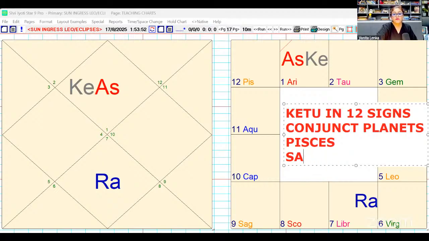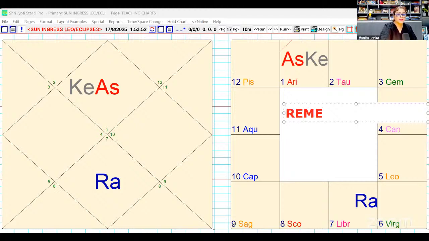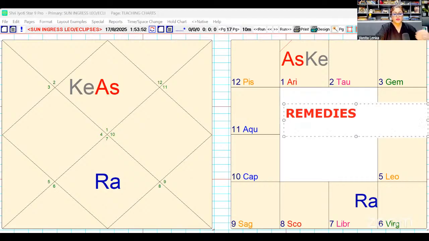Now before close, let's do the remedial part. Remedies. Ketu mantra is Om Ketave Namaha. I'll write it for you guys. Om Ketave Namaha. So this is the chant that everybody can do.